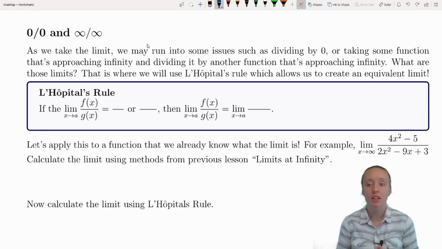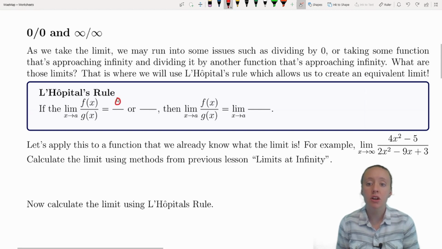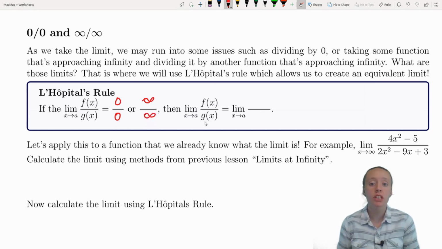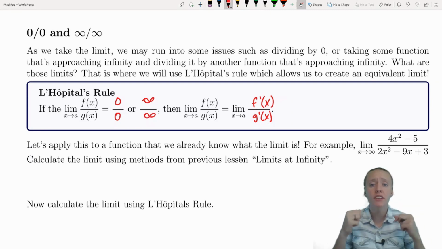that we can evaluate. So, for L'Hopital's rule, if the limit of f of x over g of x, one function over another function, as x approaches a, gives 0 over 0 or infinity over infinity, then that same limit is going to be equal to the limit as x approaches a of f prime of x over g prime of x. So our equivalent limit is taking the limit of the derivative of our numerator over the derivative of our denominator as x approaches that same value a.